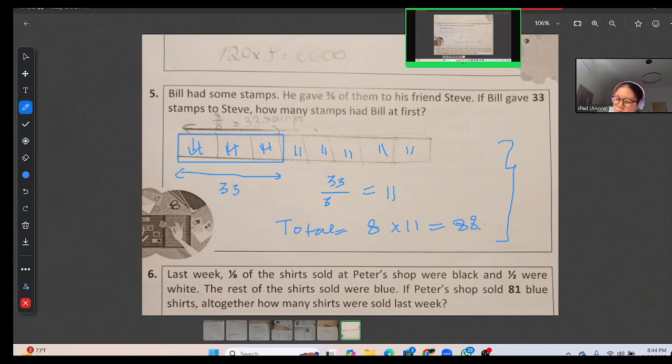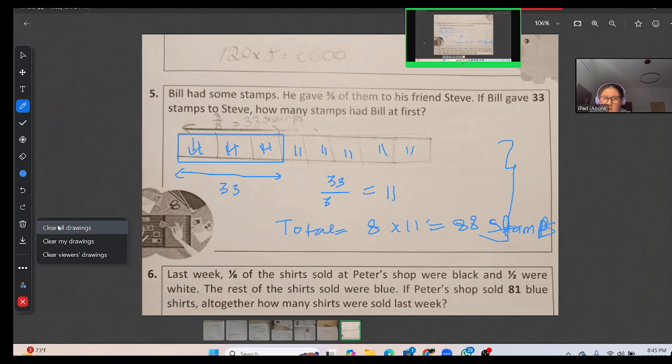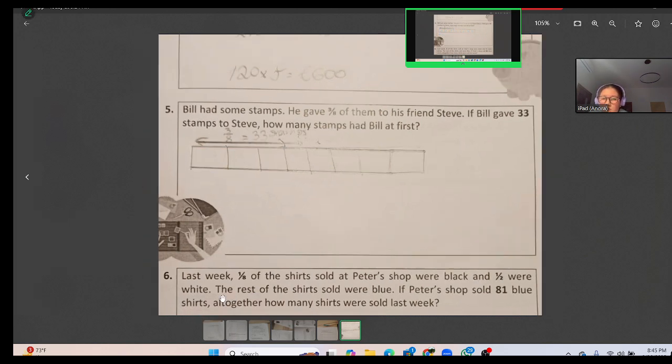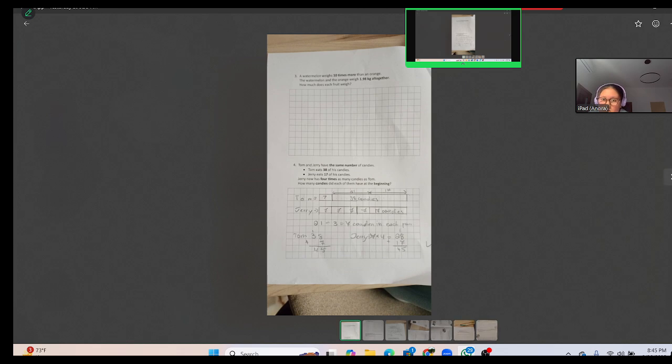You can note down this concept. So 88 stems. Then perfect. Next, sixth question.